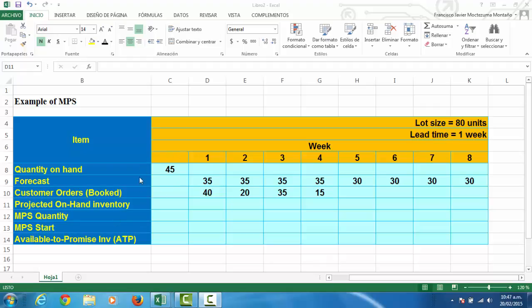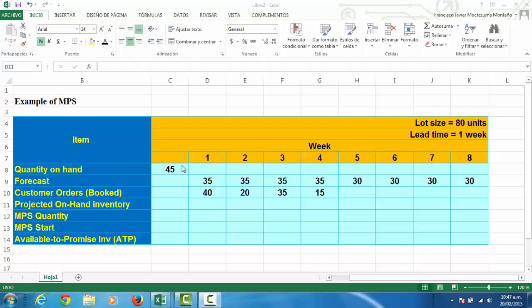Here we have an initial inventory of 45 units, and we have 8 weeks to schedule. We have the forecast 35, 35, 35, 35, 30, 30, 30, and 30. We have the customer orders 40, 20, 35, and 15.